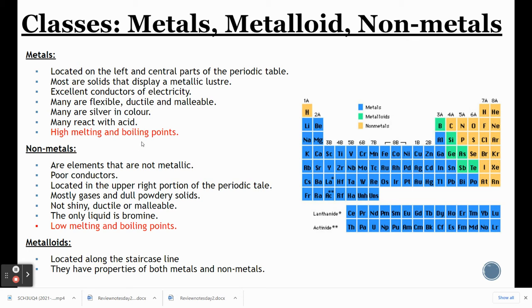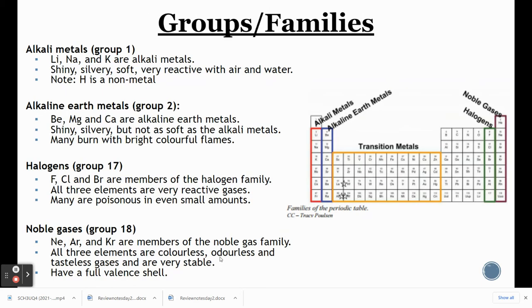You can see other properties in which they differ. So for example, many metals will be silver in color, whereas it's not necessarily the case for non-metals. Many metals will react with acids. And like I said, they typically have higher melting points and boiling points than nonmetals, which have lower melting points and boiling points. So it's important to know those differences between the metals and the nonmetals and understand the metalloids are kind of somewhere in between. For example, they're not really good conductors, not really bad conductors, but we might call them semiconductors because they're somewhere in between. And then you can further divide the metals and nonmetals up into little groups or families.